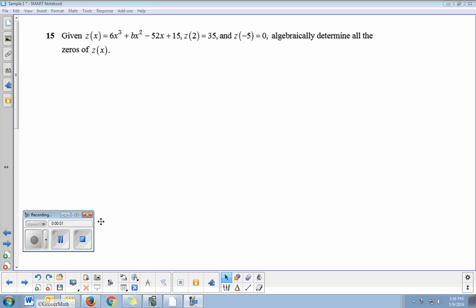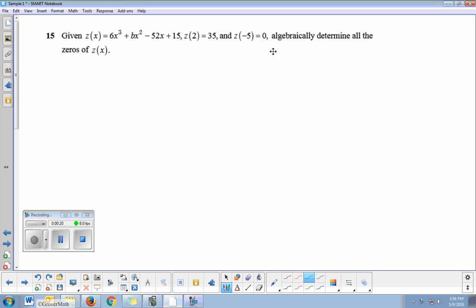Algebra 2, state sample question number 15. Given z of x equals 6x cubed plus bx squared minus 52x plus 15, if z of 2 equals 35 and z of negative 5 equals 0, algebraically determine all the zeros of z of x.